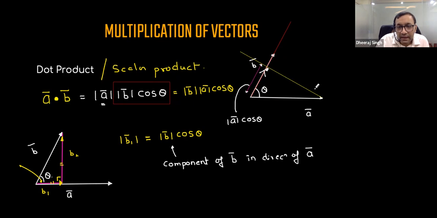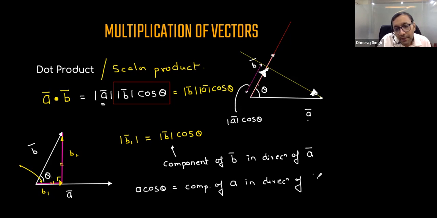A can be written like this and that. What is A cos theta? A cos theta is nothing but A can be written as this vector plus that vector, right? So A cos theta is the component of A in the direction of B. So you can think of the dot product as the multiplication of the magnitude of one vector with the component of another vector in the direction of the first vector. So you can say it is A into B cos theta or B into A cos theta. Fine. So I hope you understand why it is logically that.